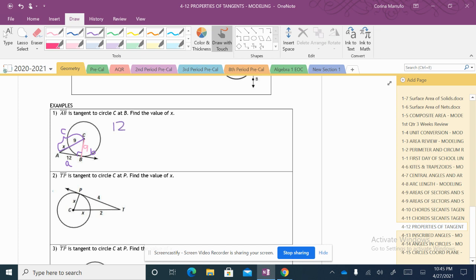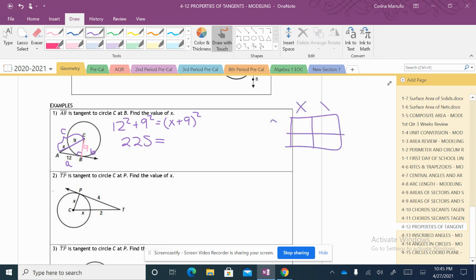So 12 squared plus 9 squared equals x plus 9 squared. Okay, well 9 squared and 12 squared together give me 225, equals x plus 9 squared. I'm going to do the work off here to the side real quick.